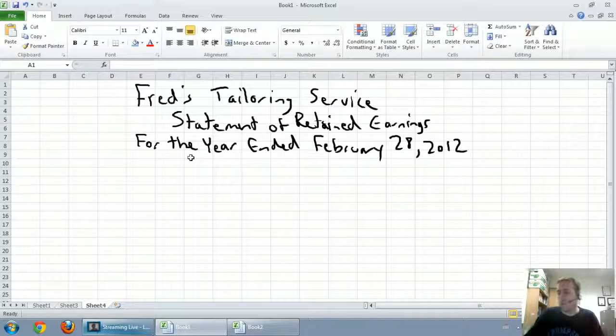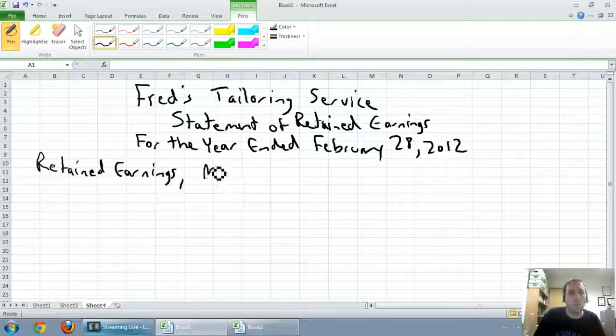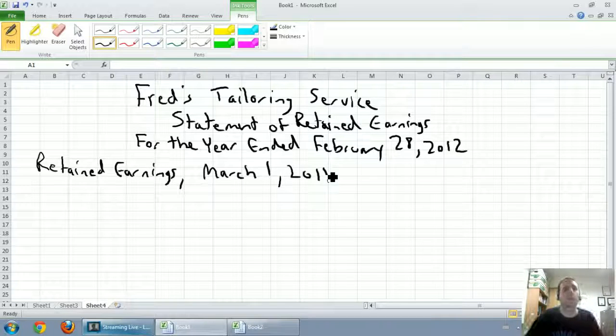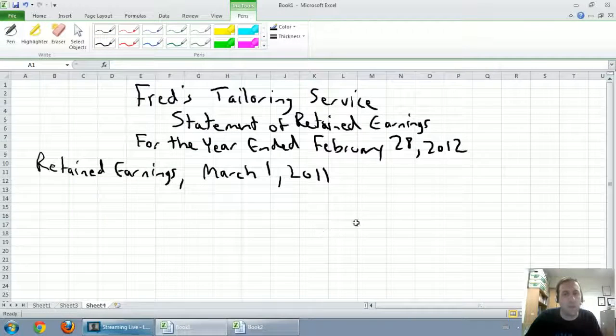Okay, so we're going to start with our retained earnings at the beginning of this year. As we said, the beginning of this year was March 1st, 2011. So I'm going to say, okay, what was my retained earnings on March 1st, 2011? Just quickly flipping back there, we see that our retained earnings was $104,000, so I'm going to fill that in here.